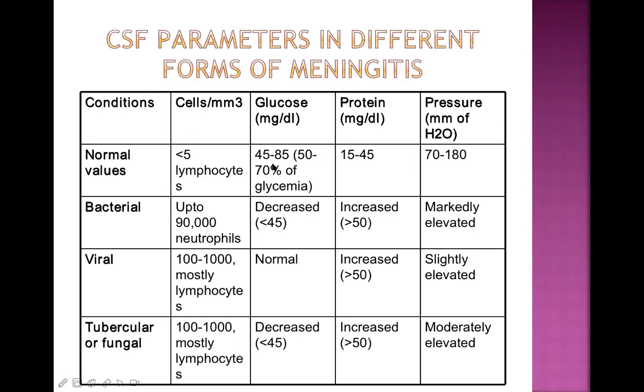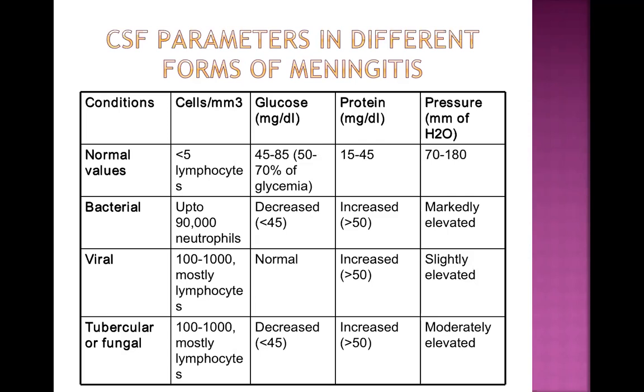Now, how much glucose is present there? Okay, how much glucose? The glucose is present, we say it is 2/3 of the blood sugar. 2/3 of blood sugar. Okay, so we should always send blood sugar to the lab, and 2/3 of the blood sugar is considered the normal CSF glucose. Protein is 15 to 45 milligram per deciliter, and pressure, which is measured in millimeter of water, is about 70 to 180 millimeter of water. These are the normal values.